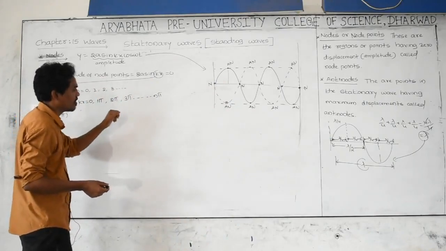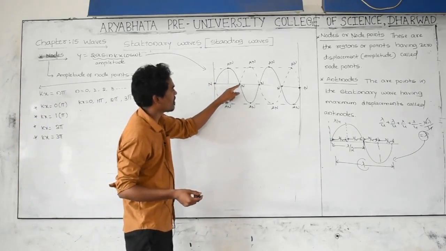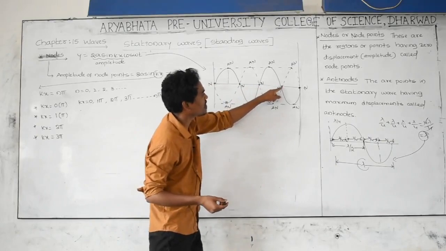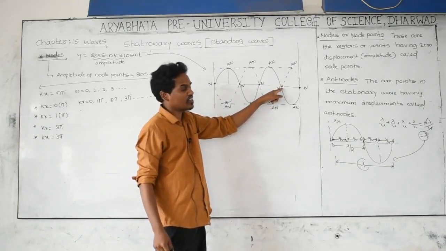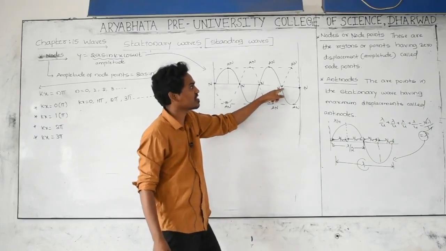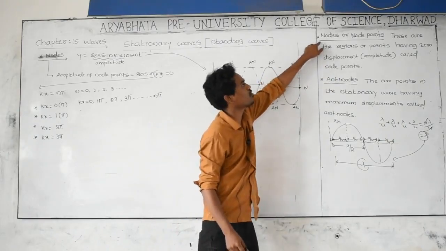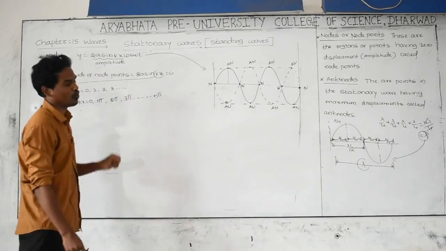Again go to 3 pi. Where is 3 pi? Here to here pi, here to here 2 pi, here to here 3 pi. Here is 3 pi, this is the point. What is the displacement? 0. The 0 displacement means, is it a node or anti-node? This is a node point. Yes, it is a node point.